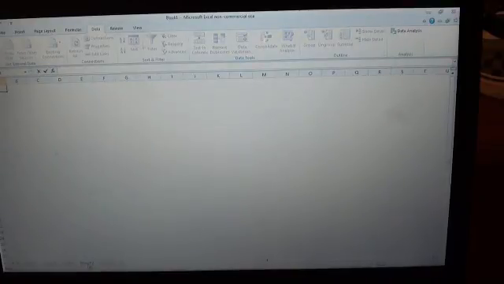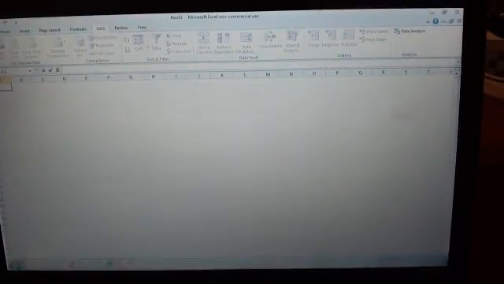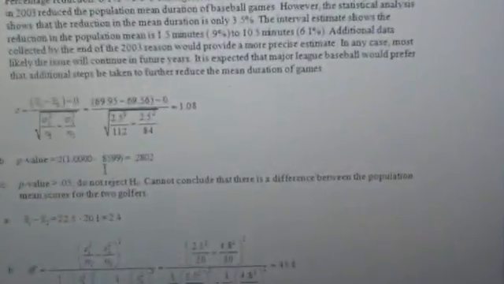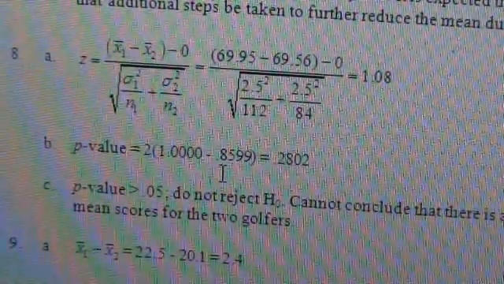And it says, assume a population standard deviation of 2.5 for both golfers. What is the value of the test statistic? So we're going to use the formula on page 402 to calculate the z-value for this. I'm just going to show you quickly here instead of having to write it all out, because that will take quite some time. Here is what the formula should look like. Okay, so if you need to pause this, feel free.